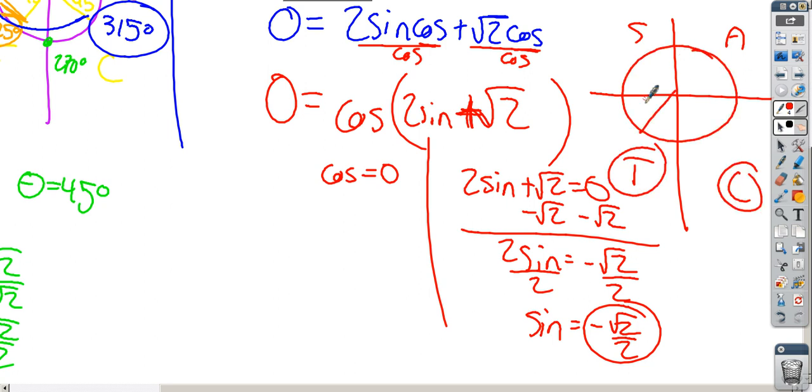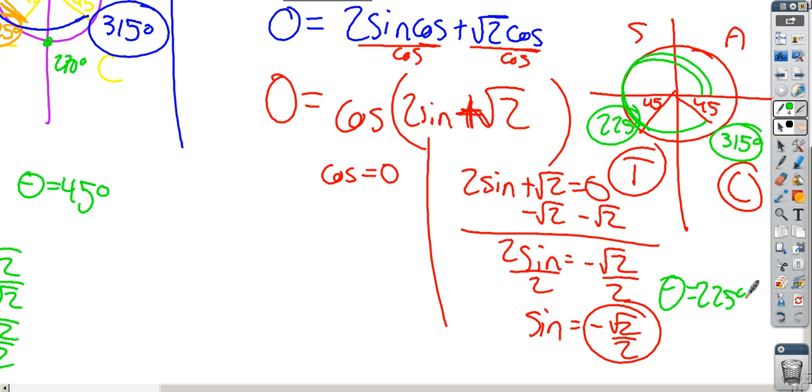So if we look for these two 45s, we actually kind of did this on the other problem. This angle here is 180 plus 45, which is 225. And this angle here is 360 minus 45, which is 315. So those are two solutions, 225 degrees and 315 degrees.